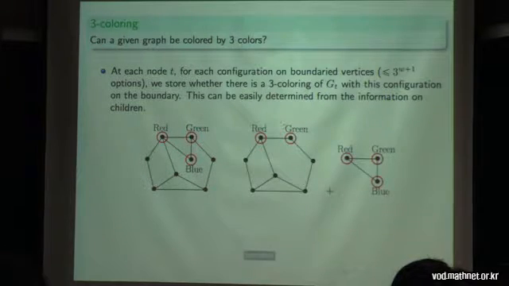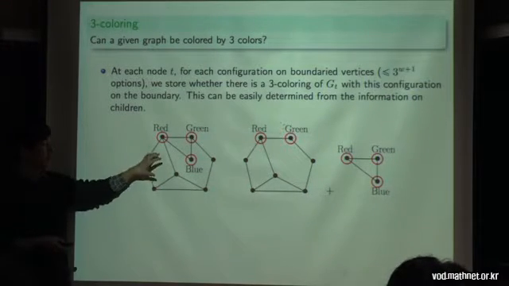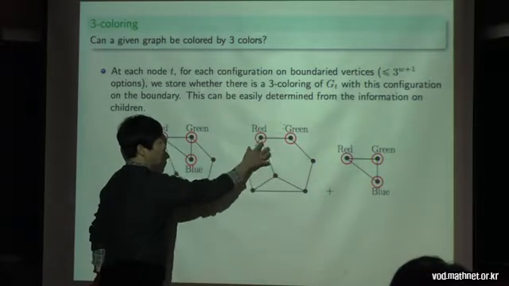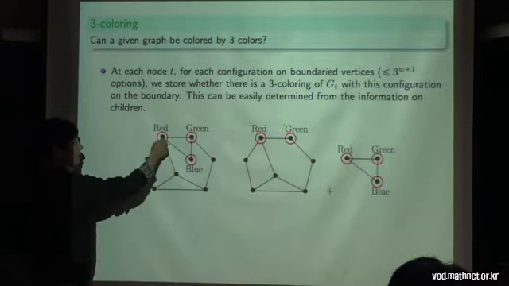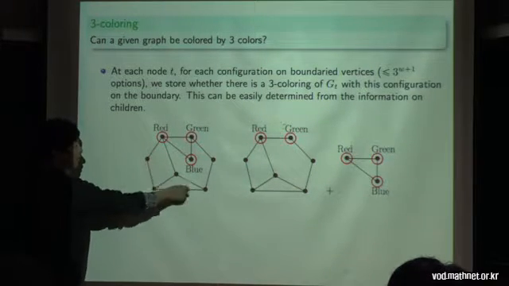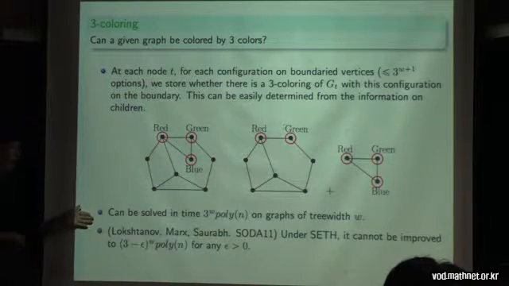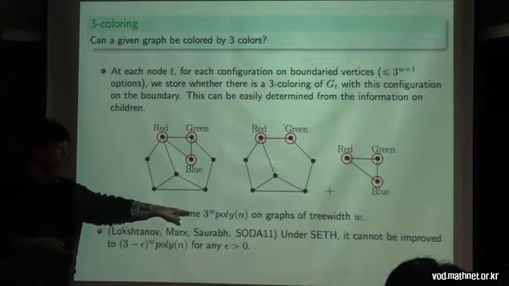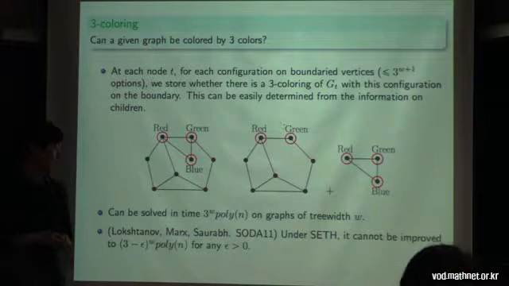This is easy to determine because you go back to the previous graph and then you just ask whether there is a coloring extending these 2 colorings, and then you just confirm that blue, red, green is fine for this triangle, right? Because the important fact is that this vertex doesn't have any neighbors in the other part, right? So you can easily update this algorithm. So this means that you can solve 3-coloring in time 3 to the W, from guessing the boundary, on graphs of tree width W.